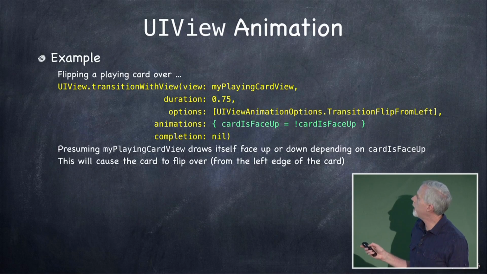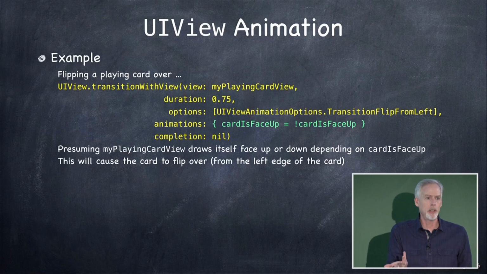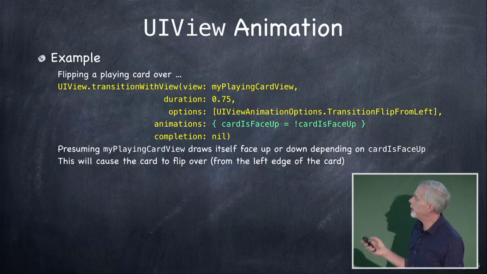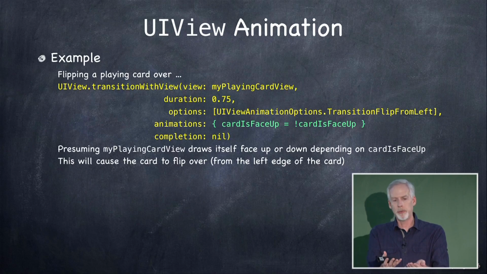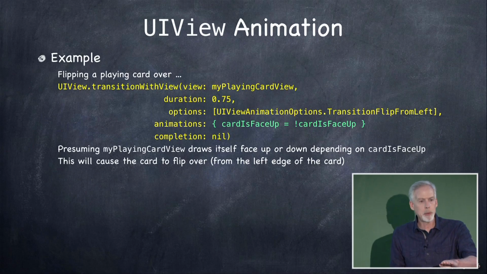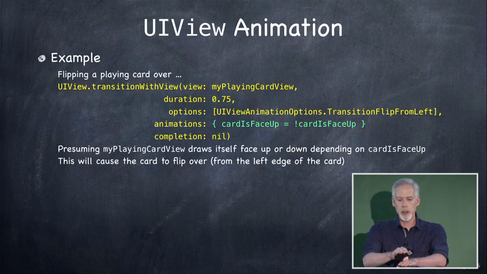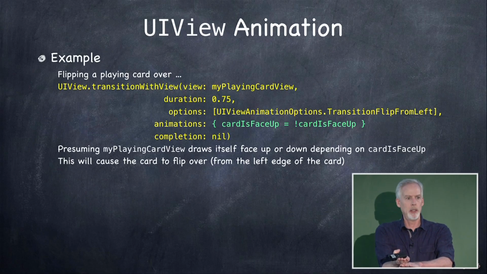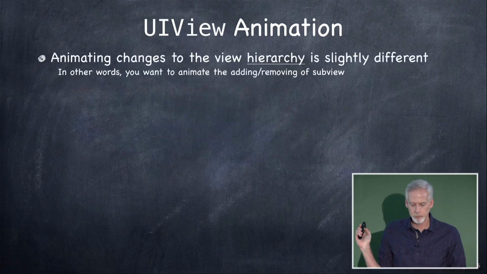All I'm doing in my block is changing some attribute of my playing card view. Card is face up to not card is face up. So I'm toggling card is face up. Now when I do this, that's going to change the whole look of my playing card view from the back of a card to one of the front, cards face up. So essentially the system is going to take a snapshot of what it looked like before, take a snapshot of what it looked like after, and then do a flip animation to show the new thing, or cross dissolve or whatever other options you choose. Okay? So that's that one.